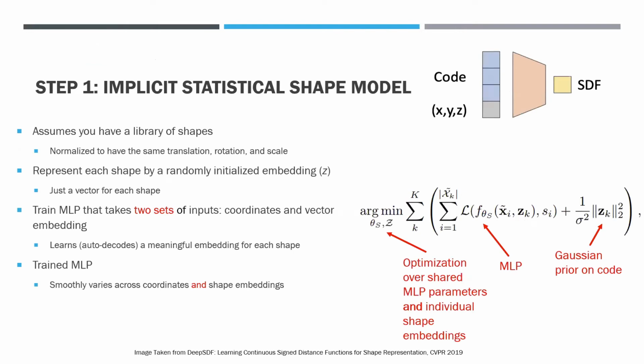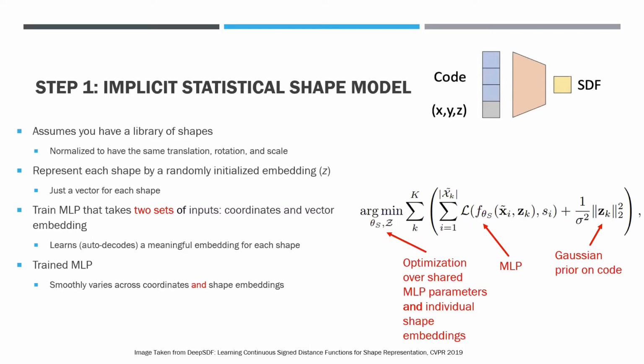So now what would we do if we want to represent a set of shapes or a library of shapes? We're going to assume that you do have this library of shapes. You normalize them to have, first off, the same translation, rotation, and scale. We want to rigidly align them because we only want to model variations in shape, not in rigid pose. Then we're going to do the same thing where we collect a huge number of SDF values and corresponding XYZ coordinates for each shape. It doesn't need to be the same XYZ coordinates. We just need to collect a set of these for each shape. And then we're going to represent each shape by a randomly initialized embedding.